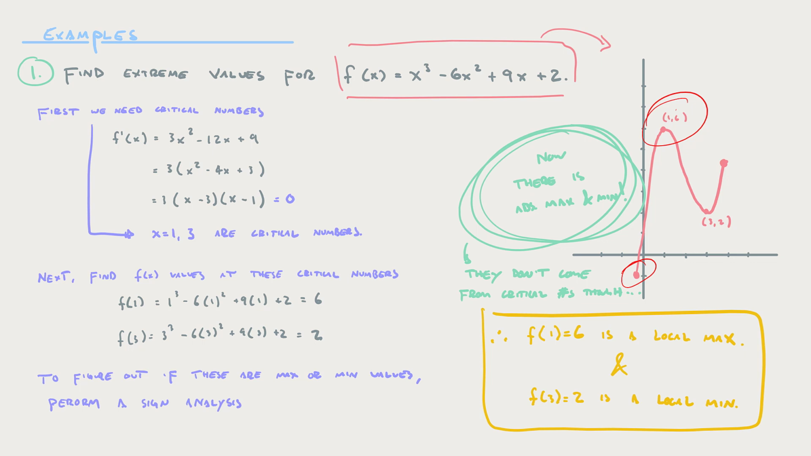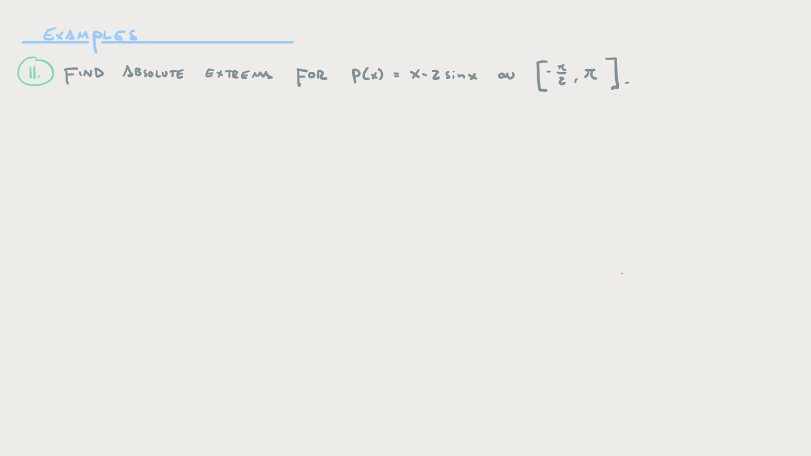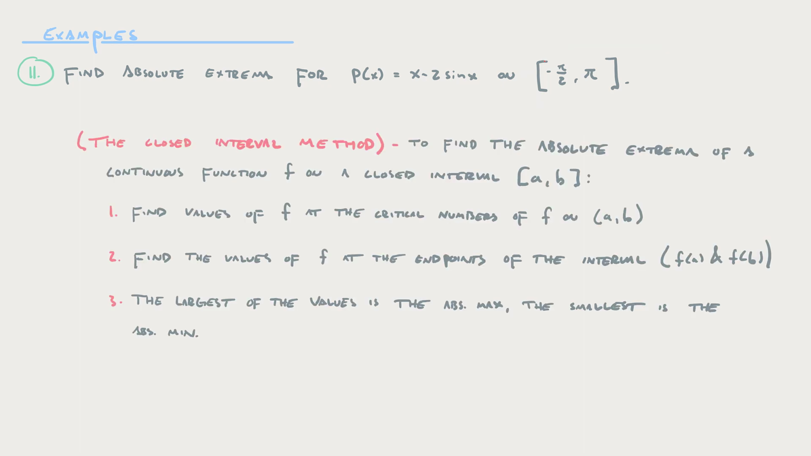So if we're working with a closed interval and we're trying to find absolute extrema, we can't just focus on critical numbers. We're also going to have to look at some endpoint stuff as well. So in example 2, it says find absolute extrema for p of x equals x minus 2 sine of x. It's this trigonometric function. But crucially, I've given us a closed interval. So we want to find the absolute extrema on this closed interval here. To do that, we're going to have to use the closed interval method for finding those extreme values.